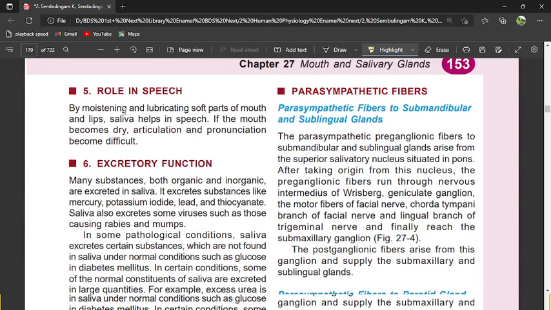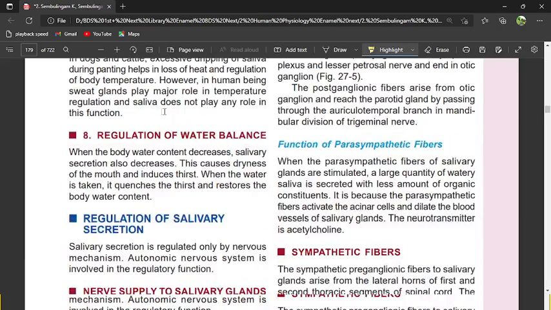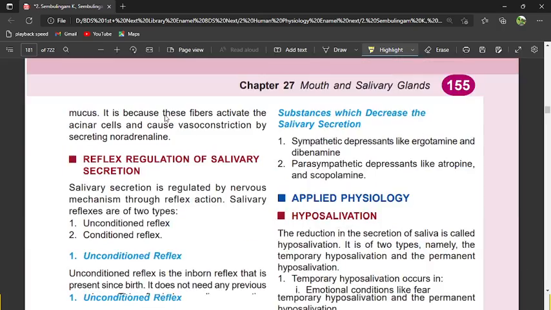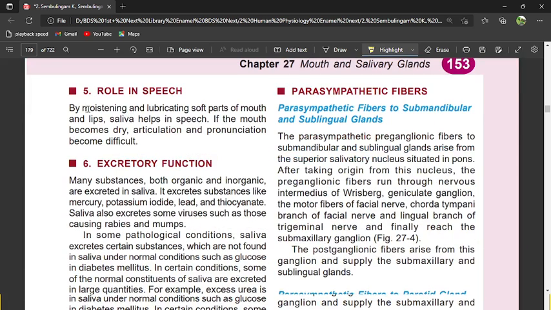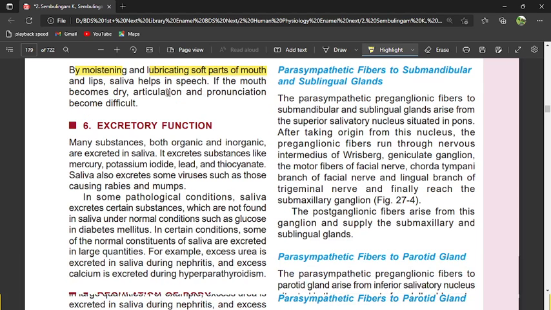Okay. After this, we will see the role in the speech. Role in the speech. Right, students. What is the role of the saliva in the speech? It moistens, when the mouth gets wet it lubricates the soft parts of the mouth. Okay. Saliva helps in the speech, you know that. So if it is becoming dry, articulation and pronunciation will become difficult. Right. If dry, I can't speak. Right. So now I am taking some water.